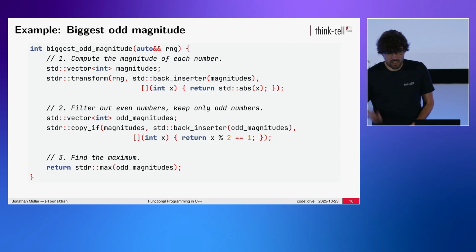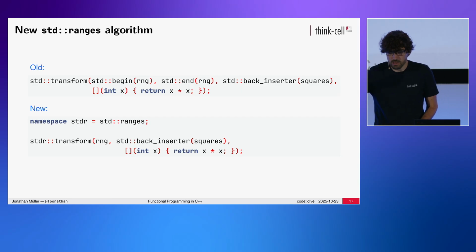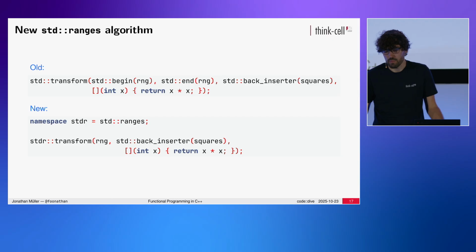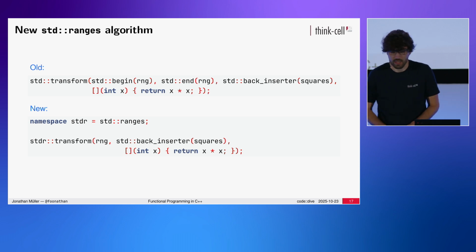And here I'm using std::ranges, those are the new ranges algorithms in C++20, right? So the old algorithms take begin and end, and then the new ones in namespace std::ranges just take the entire thing. So you save that begin-end pair, and they also have other nice features.